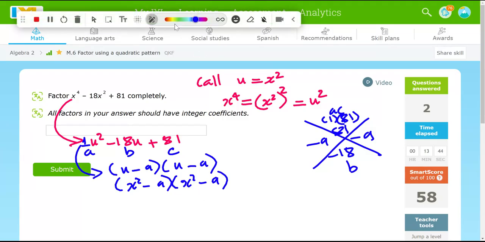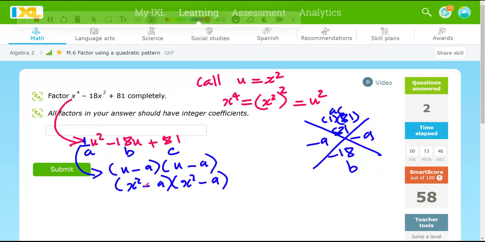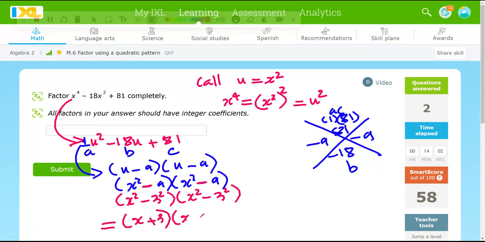But you can see here, everybody pay attention, this is a negative, so we can go further. 9 is 3 squared. So now I can write x plus 3, x subtract 3 for the first difference of squares. The second one I do the same: x plus 3, x subtract 3.